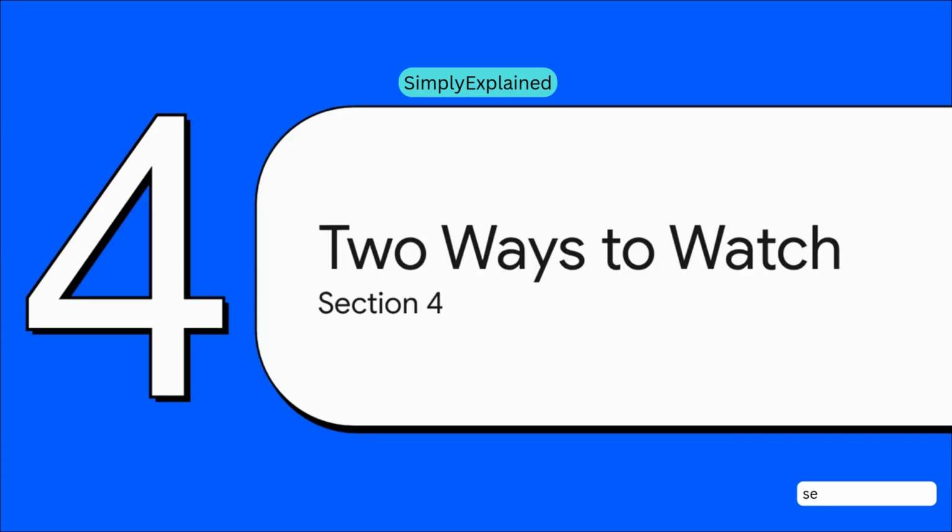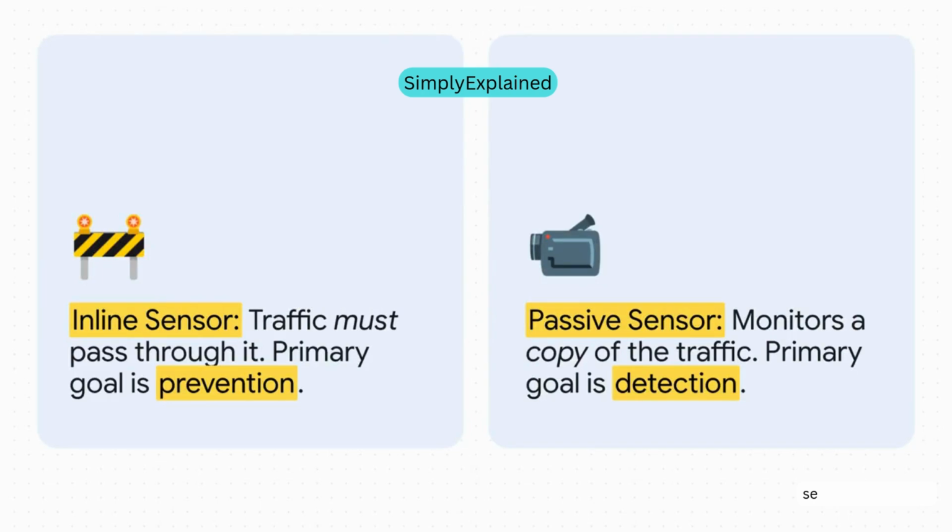So our guard is listening. But where it's positioned on the network completely changes its power and its purpose. There are two fundamentally different ways to deploy one of these IDPS sensors. Okay, this is so important to understand. On the left, you've got the inline sensor. This is like a security checkpoint at a border crossing. All traffic must pass directly through it to get anywhere. So its main goal is prevention.